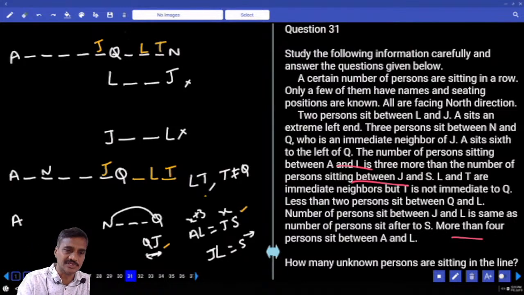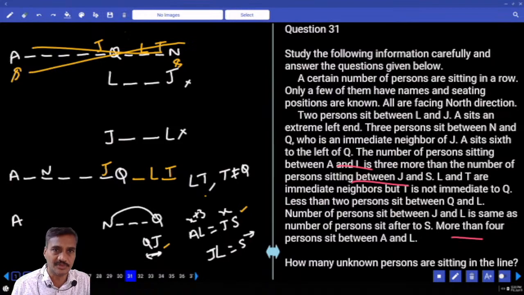And 4 in between J and S, S cannot be here. 1, 2, 3, 4, S cannot be here. This case is ruled. మరి పోయిందా? ఇక్కడ చూడండి. A కి L కి మధ్యలో 4, 5, 6, 7. And in between J and S we need to have exactly 4 people. 1, 2, 3, 4. 1, 2, 3, 4 S is.